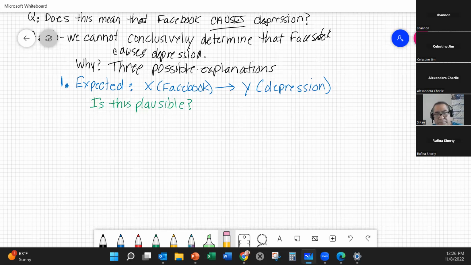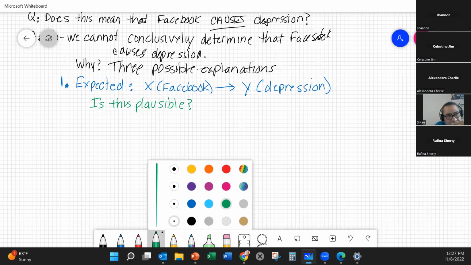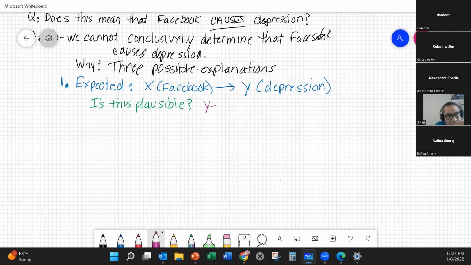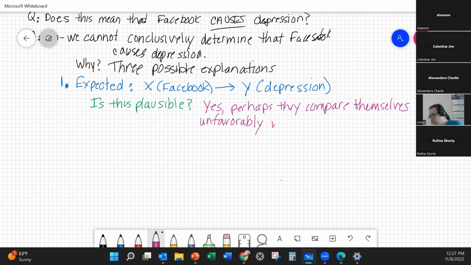You asked if Facebook causes depression, right? No, I didn't ask that because we can't know that. But all I'm asking is, is it plausible? Does that seem reasonable? Does it make sense? Could you think of a reason why Facebook could cause depression? Yes. Okay, why would that be? They compare, yes, what is on Facebook. I like it. Yes, because they compare. I would say, yes, perhaps they compare themselves unfavorably with others. And that could cause them to become depressed, leading to depression.